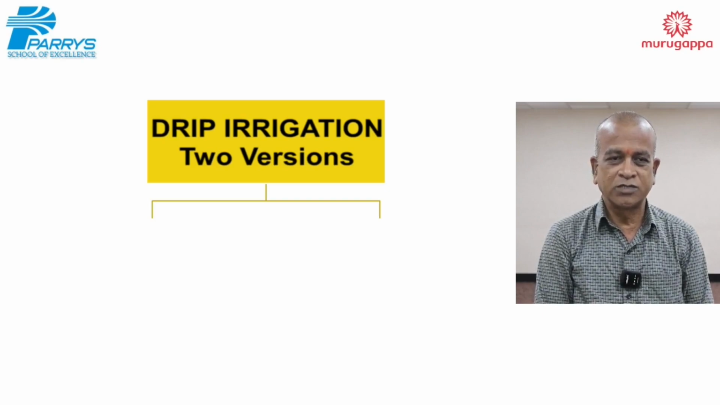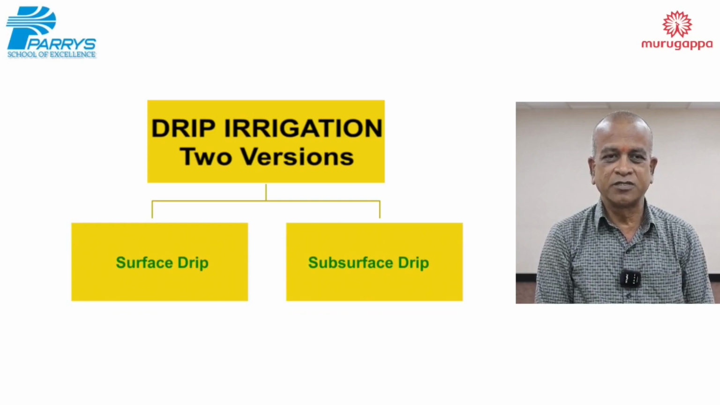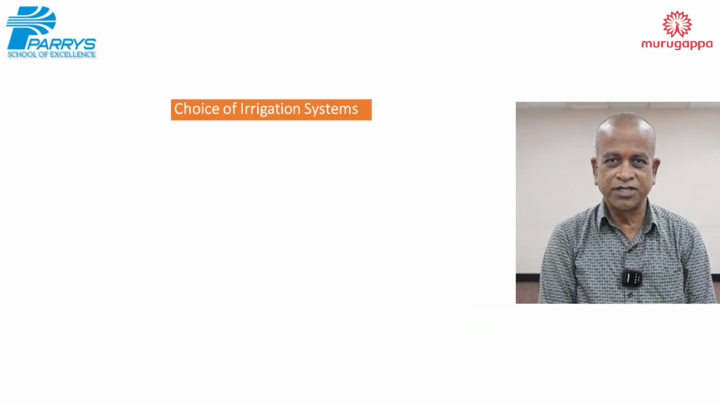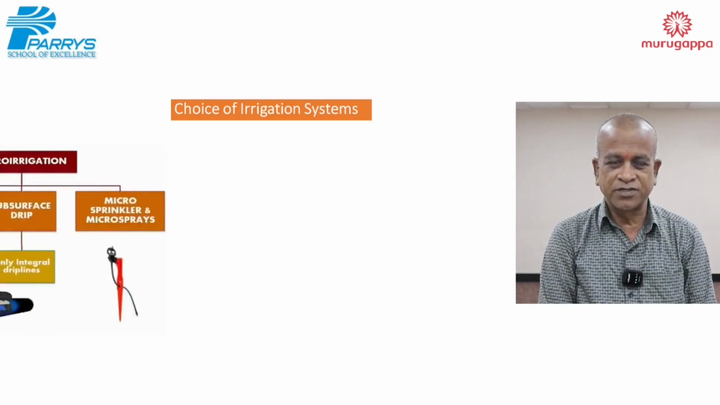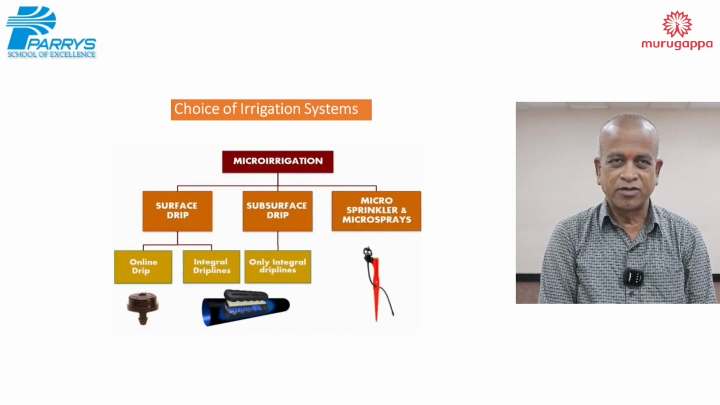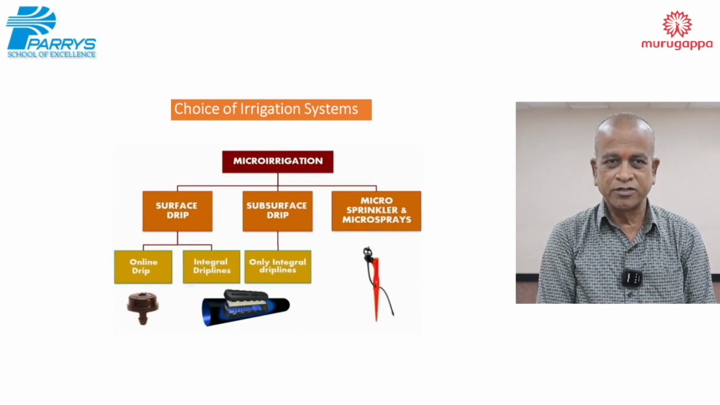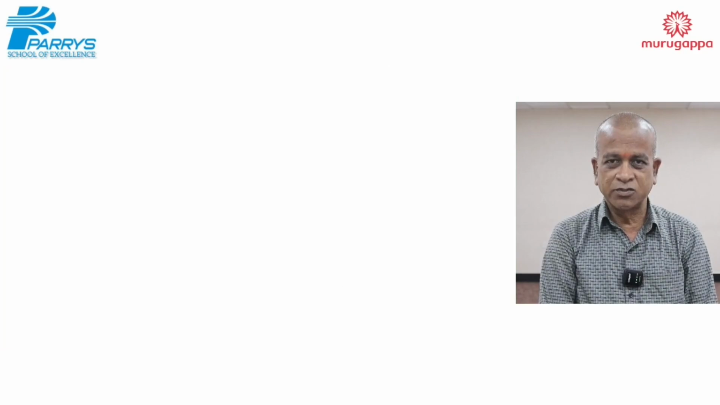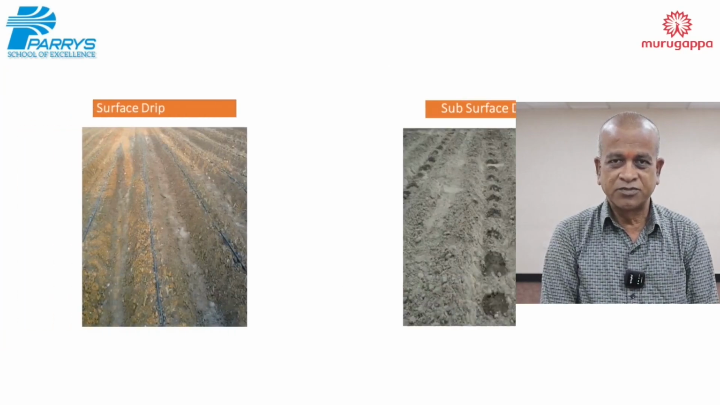There are two types of drip irrigation. One is called surface drip and the other is subsurface. What is the difference between surface and subsurface? We have different choices of irrigation: surface drip, subsurface and sprinklers. But with respect to sugarcane, we have to go either by surface drip or by subsurface. These pictures clearly show the difference between surface and subsurface.